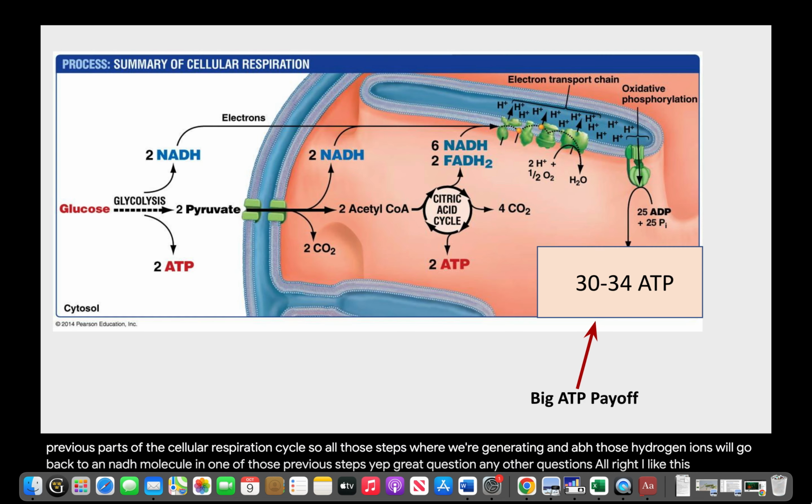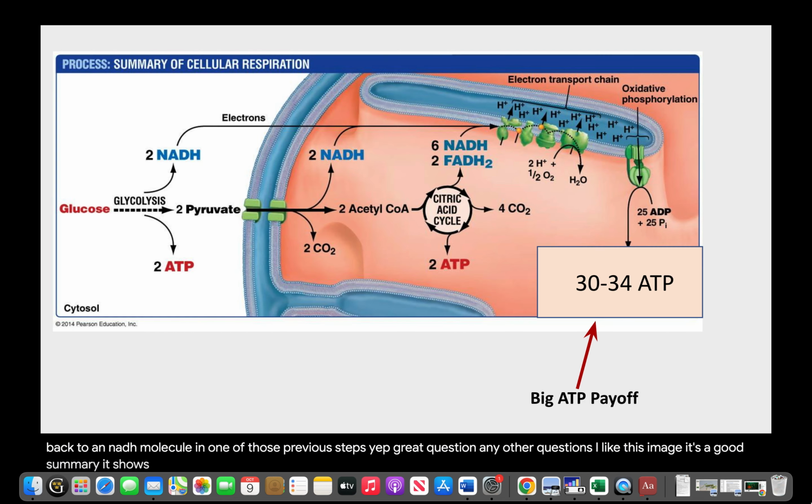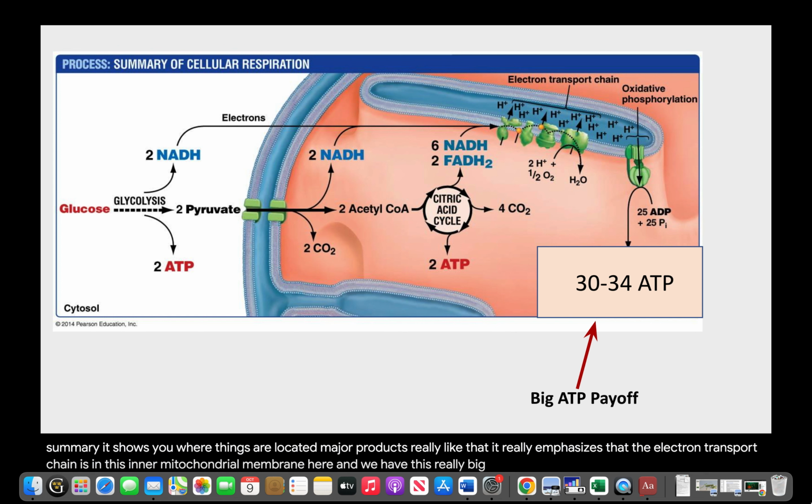All right, I like this image. It's a good summary. It shows you where things are located and the major products. I really like that. It really emphasizes that the electron transport chain is in this inner mitochondrial membrane here, right? And we have this really big ATP payoff.